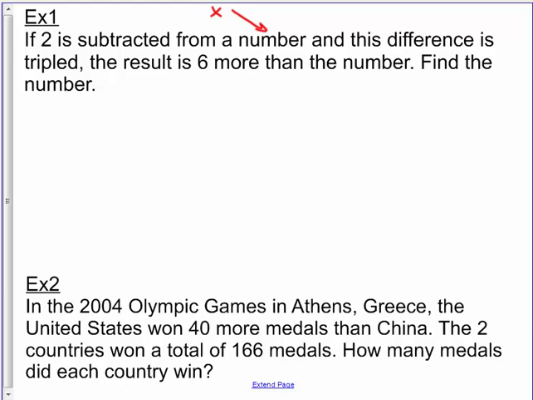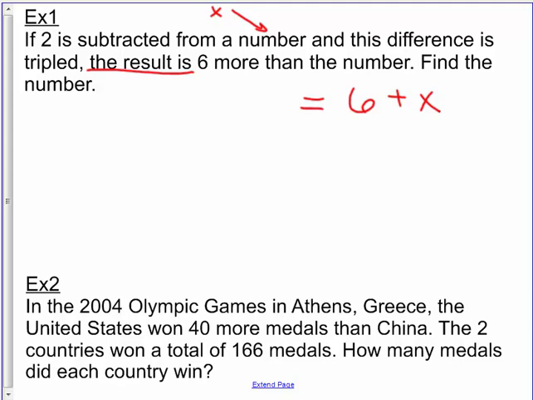After we've done that, now we're going to do the stuff that we've been doing before. We're going to translate the sentence. So the result is, that's our equal sign. I have 6 more than a number, so that's going to be on the right-hand side. On the left-hand side, I have 2 subtracted from a number, and the difference is tripled. So the 6 more than is plus. So 6 plus x on the right-hand side.